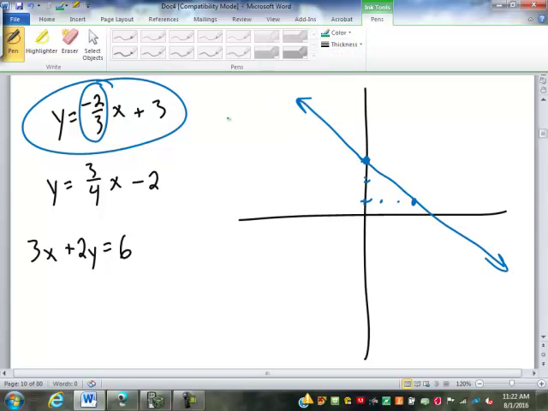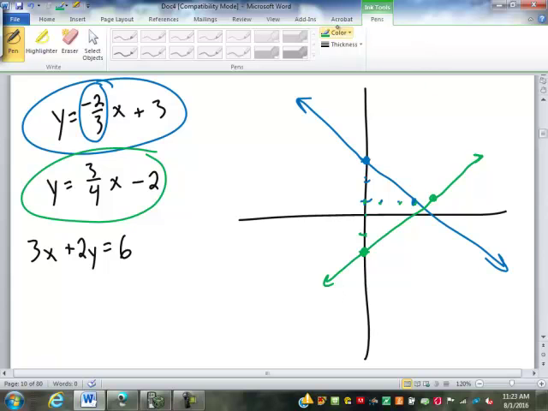The next one, y equals 3/4 x minus 2. Where do we start? Negative 2. Very good. Right there. And from there, where do we go? Up 3 over 4. So there's our line there. How many of you had that one?